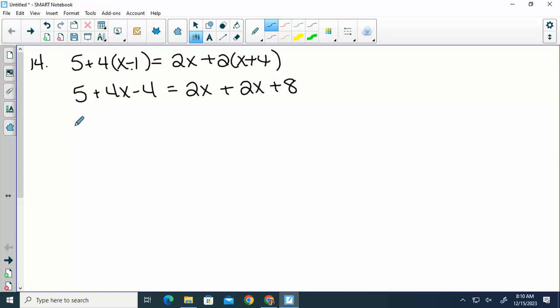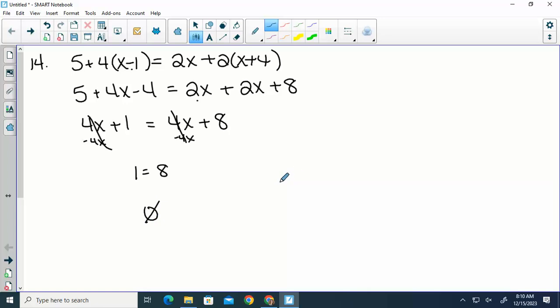So if we add like terms, over here we have a 4x plus 1. Over here, 2x plus 2x is 4x plus 8. If we subtract the 4x from each side, this cancels, so we get 1 equals 8. Does 1 equal 8? No, so that's a no solution.